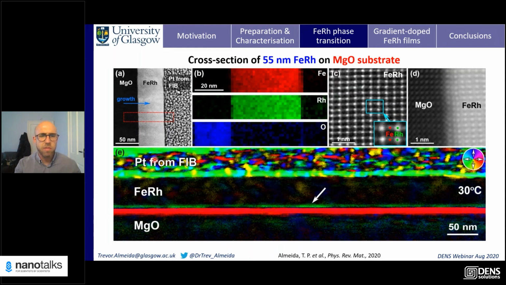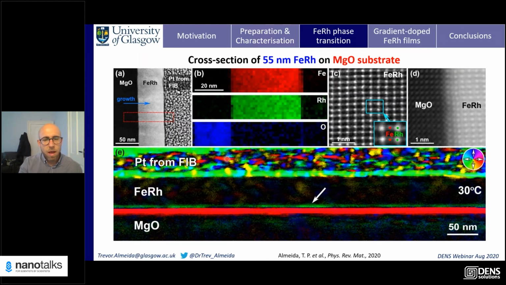And this is essentially using pixelated DPC. So we've got our polycrystalline platinum layer at the top, which is protective. We've got our iron rhodium layer in the middle, where we have some structural defects which form contrast in the middle, and we've got some MgO substrate at the bottom.